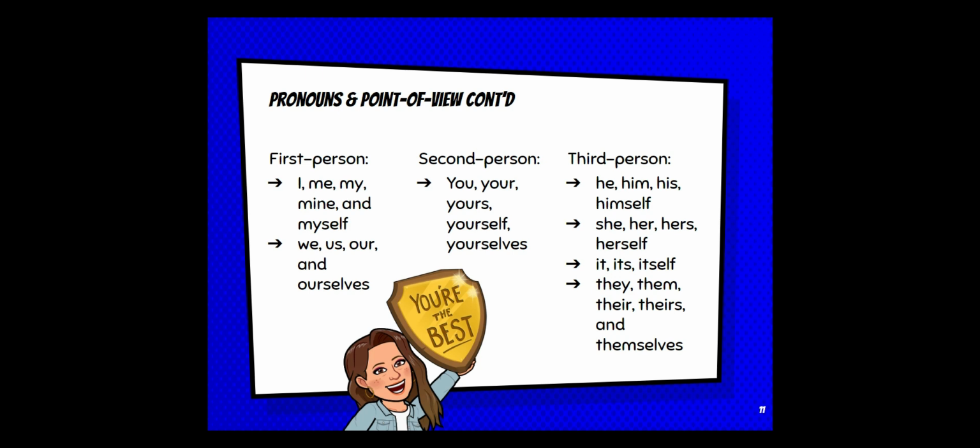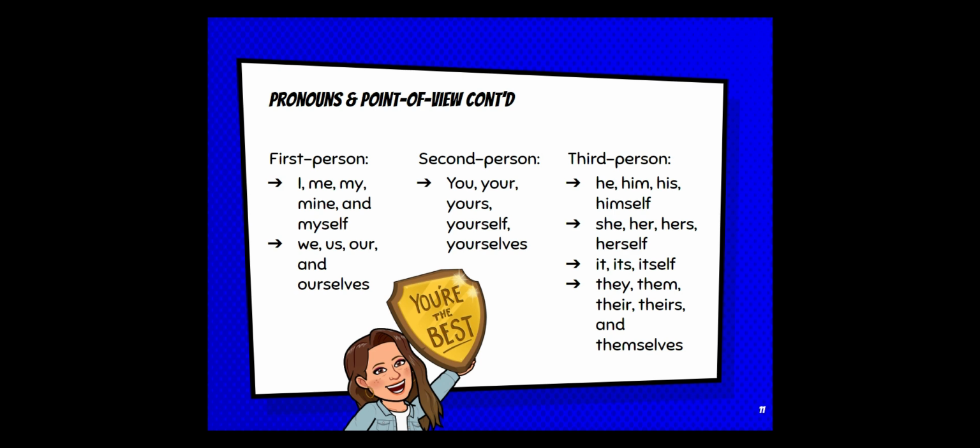Pronouns and point of view continued. First person is I, me, my, mine, myself, we, us, our, and ourselves. If you're writing in first person, you are the part of the story, or the narrator is the part of the story. Second person is you, your, yours, yourselves.